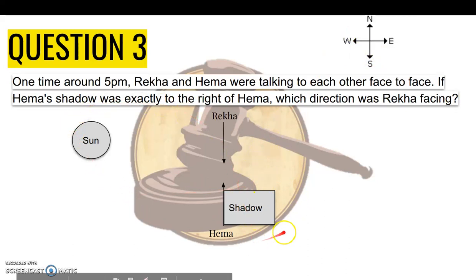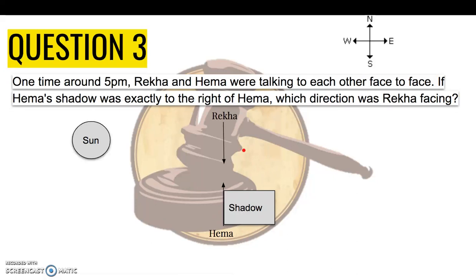So why would the shadow be in the east? Because the sun is in the west and the shadow is in the direction opposite to that of the sun. So from a reference diagram, the shadow is facing towards the east because the sun is in the west, and this is east, this is east, so this will be north, this will be south. Okay, so we can easily conclude that Rekha was facing south.